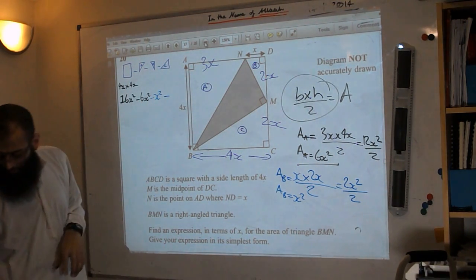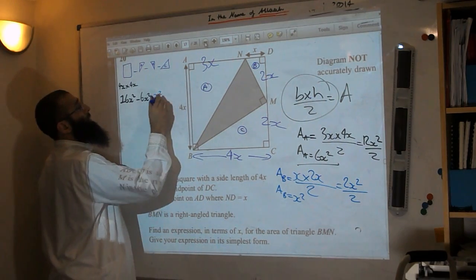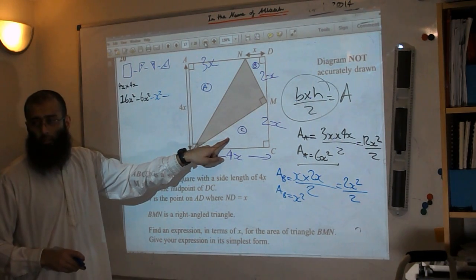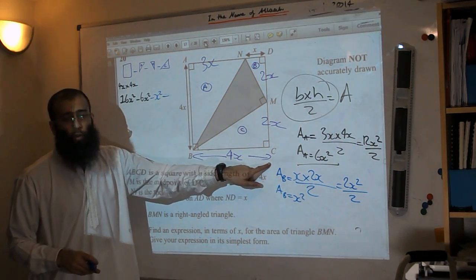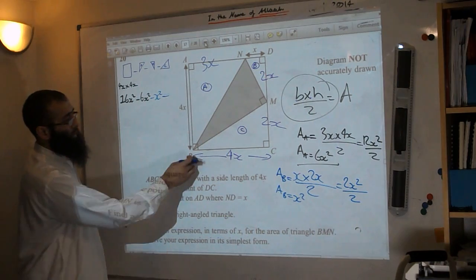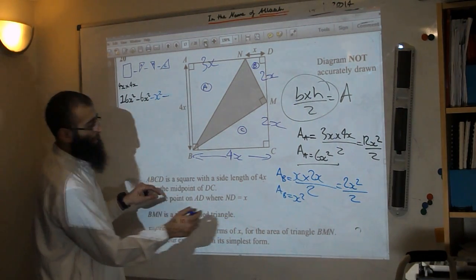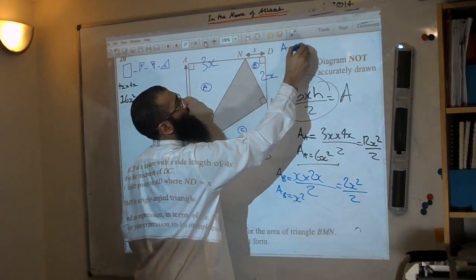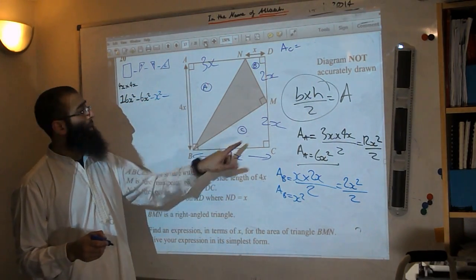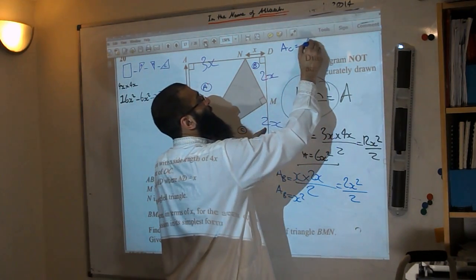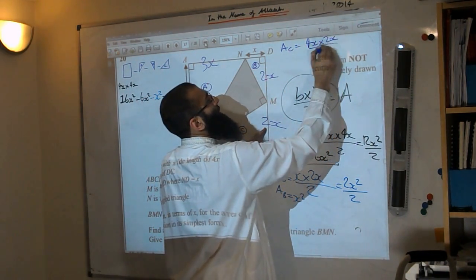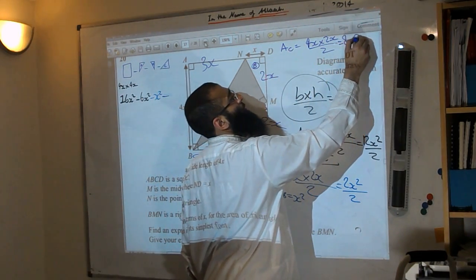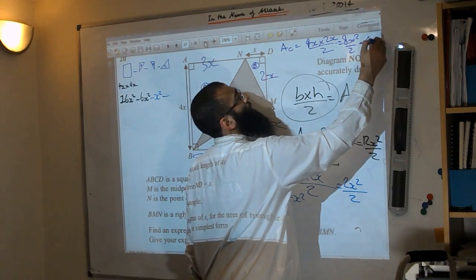Here comes the next part. Area of C. Where's C? C is over here. Here's your base, which is 4x, and here's your height, which is 2x. So let's work out the area of that. The base is 4x times by the height 2x. So we have 4x times by 2x, and then we divide it by 2. Base times by height divided by 2, which will give us 8x squared divided by 2, which gives us 4x squared.